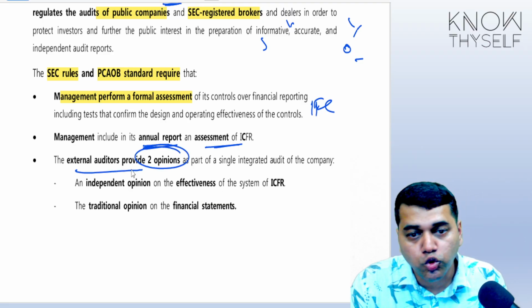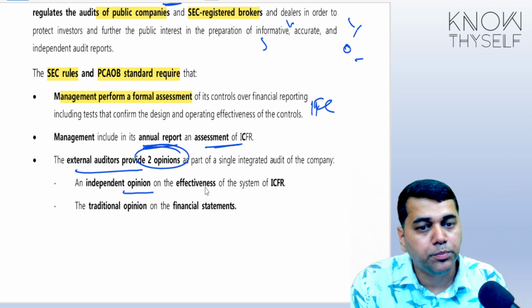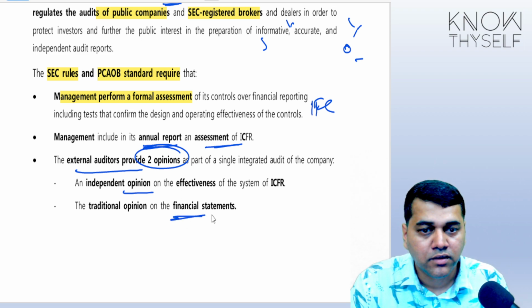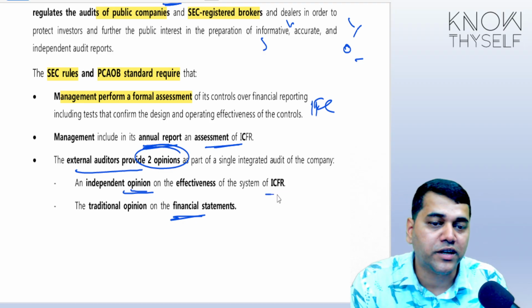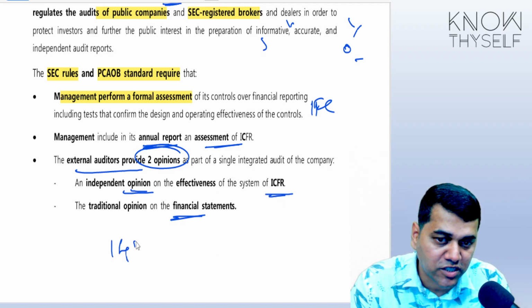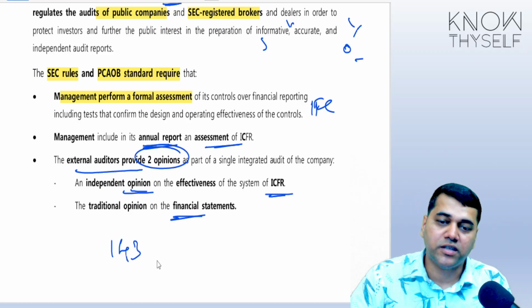External auditors should provide two opinions. One, an independent opinion on the financial statements, and second, an opinion on the effectiveness of ICFR. This is what we have got in section 143. Next, chapter number 7, we will learn.